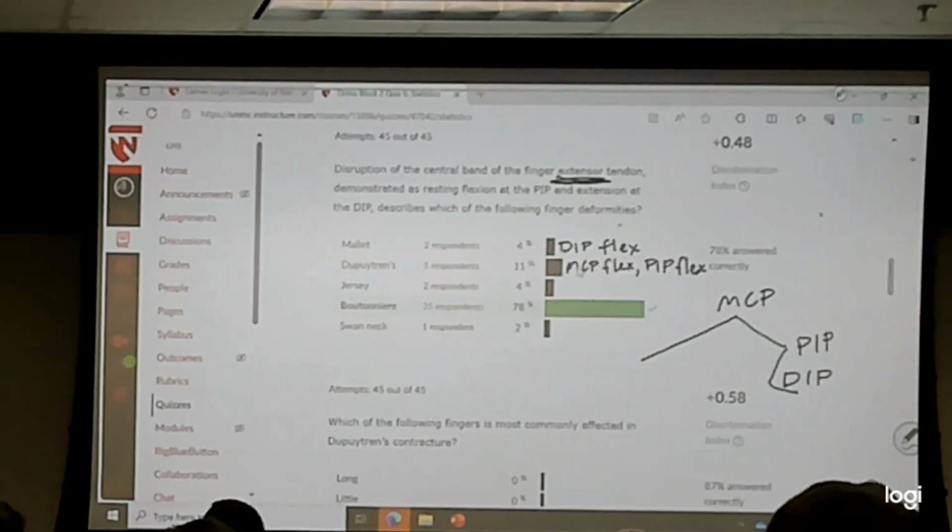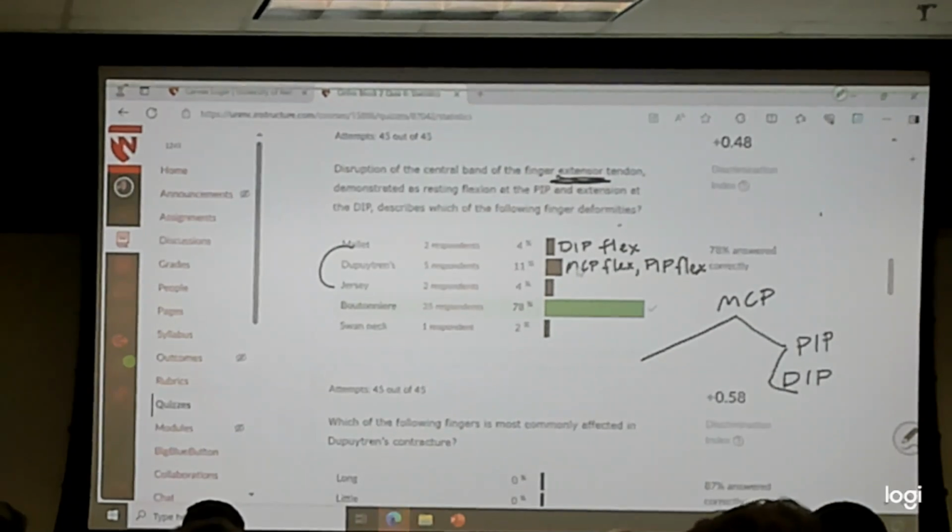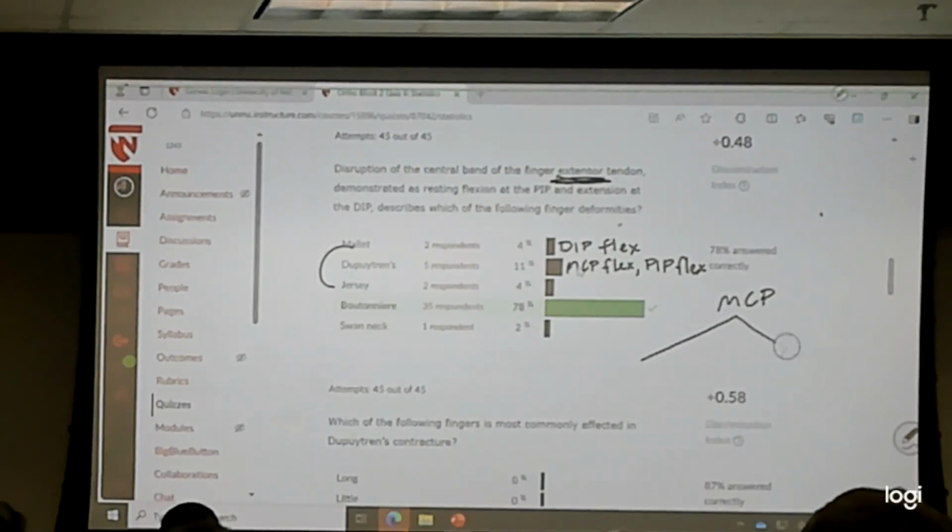Okay, so this kind of technique lets us see where we're going with each of these finger deformities. Jersey finger is a type of mallet finger. And then a swan neck is going to be the exact opposite of what I just drew here on the right, and I'll go over that in a minute. Okay, so correct was boutonniere. I have to do lots of erasing though.